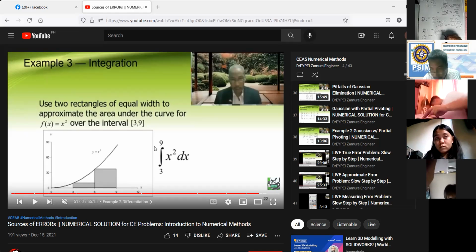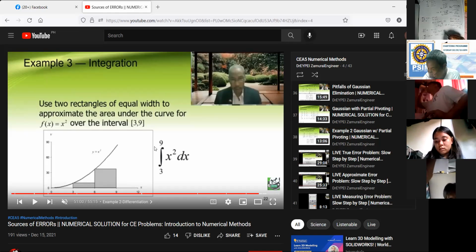Obviously we can do it using integral. As you can see on your screen, using integration, our area is the integral from 3 to 9 of x squared dx. What is the integral of x squared dx? x cubed over 3. From 3 to 9, how much is this? 9 cubed minus 3 cubed over 3. That is how to do the integration. Definite integral.